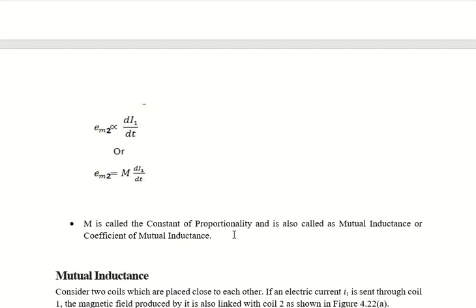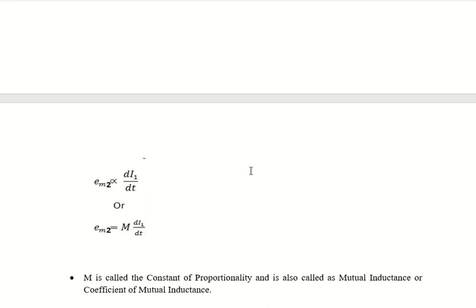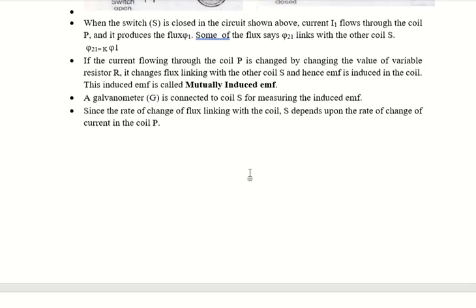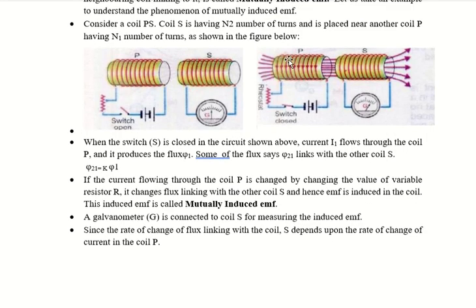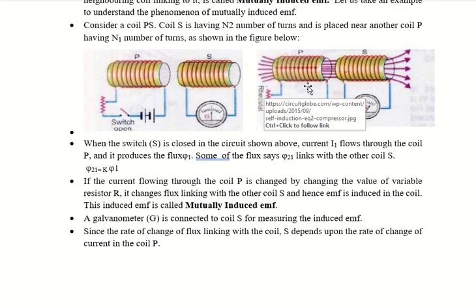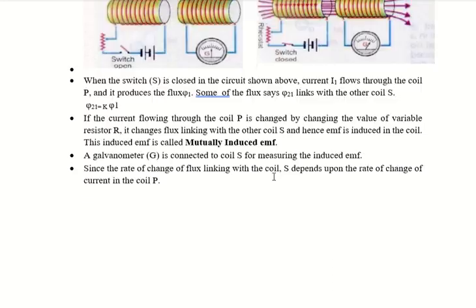M is called constant of proportionality. Another name is mutual inductance. It is denoted as capital M. Remember, the EMF induced in the first coil is known as self-induced EMF. EMF induced in the second coil due to current in first coil is known as mutually induced EMF.